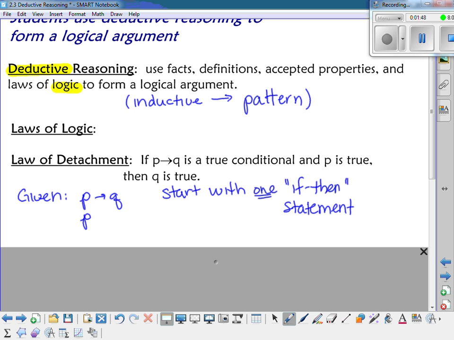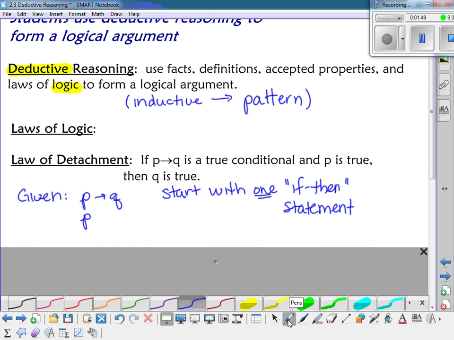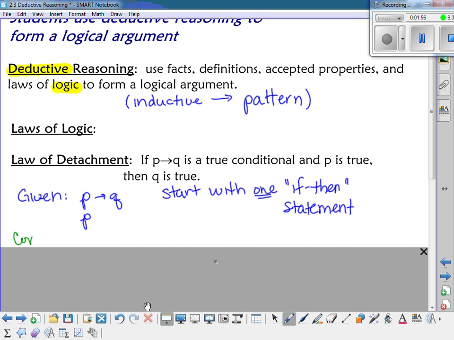And so if we are given that if P then Q is true and P is also true, or in other words the hypothesis is satisfied, what we can conclude then is that the conclusion is also true. So with the law of detachment, you end up with a detached set of statements. The P and the Q are detached from each other. So that's another way of remembering it.